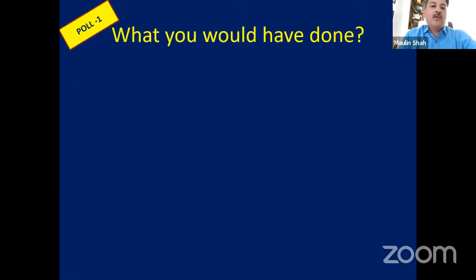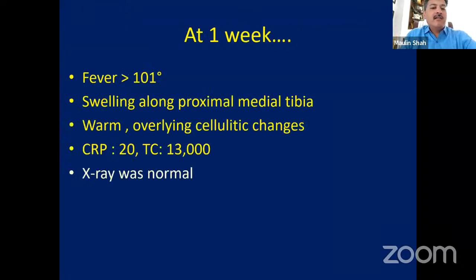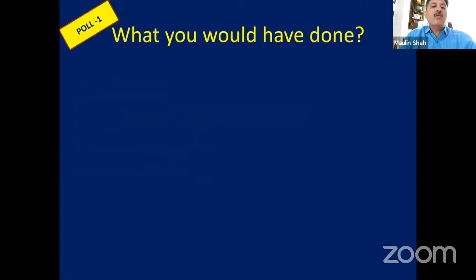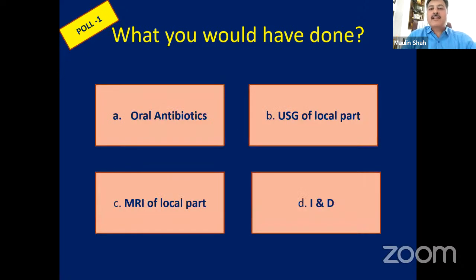Now let's take the poll. In this situation, the x-ray is normal, CRP is 20, and there is cellulitis over the tibia. So what would you have done? There are four options, and you can put your answer in the chat box. Would you start oral antibiotics? Would you do USG or an MRI, or IV antibiotics for the cellulitic changes? Please put it in the chat box.